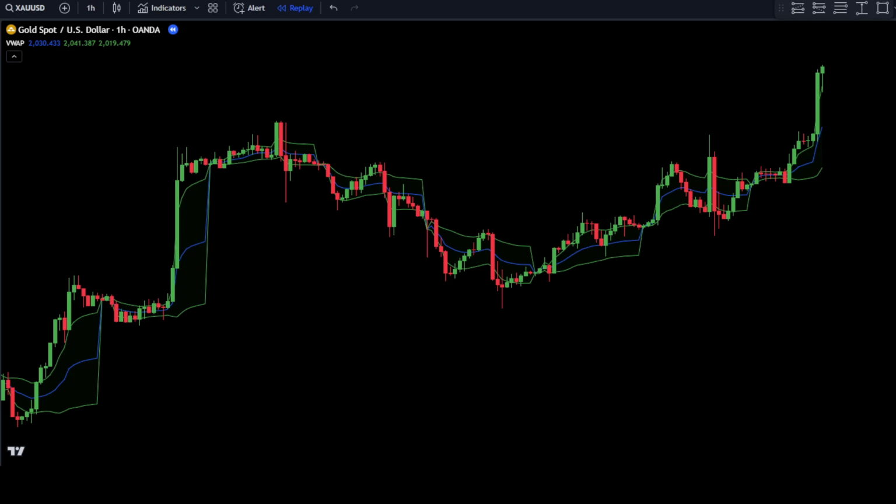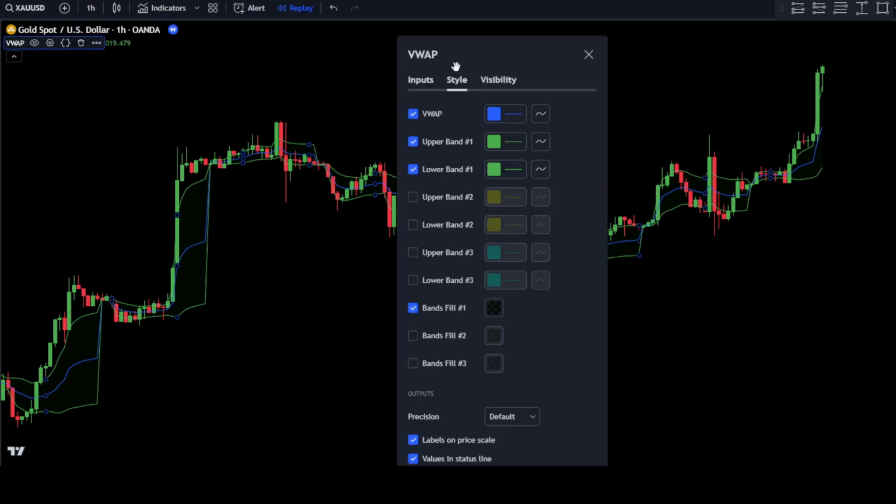Basically, VWAP will show the average price calculated based on the trading volume at each price over a specified period. So, in general, this indicator will give you an idea of whether the current price is higher or lower compared to the previous period. Now, let's make a few adjustments to the VWAP indicator.